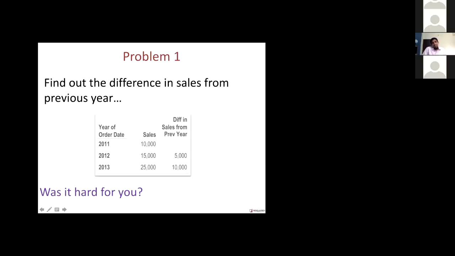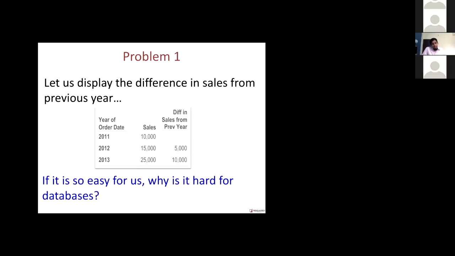In fact, in my sessions, I give a little more build up. I ask them to take a paper and pencil and then do the calculation. And most people don't even use that. On the fly, they do it. If it is so easy for us, why is it hard for databases? It's perplexing really. So to understand why it is hard for databases, let's reflect a little more consciously.